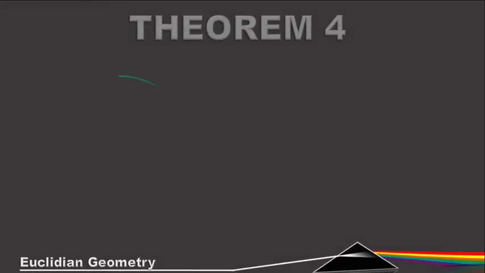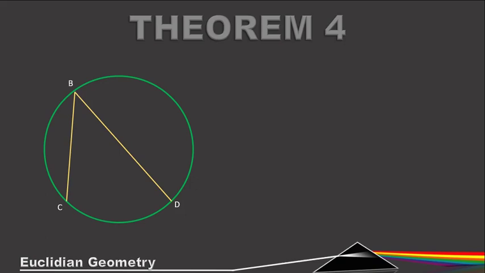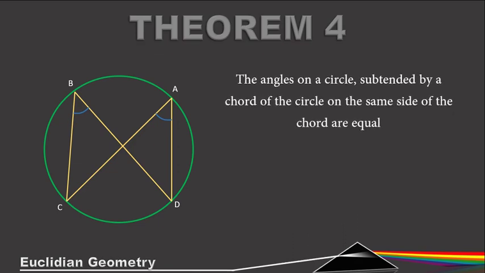Then for theorem 4, I have a circle, and then from an arc CD, I subtend my angle to the circumference of the circle, and then from those same 2 points, I also subtend it to another point on the circumference of the circle, and then those two angles will be equal. So the theorem says the angles on a circle subtended by a chord of the circle on the same side of the chord are equal. And we can simply state that as angles in the same segment as our reason.